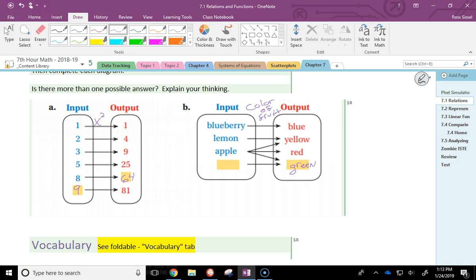Now, on this one, we showed that green is an output, and I see that apple went to green, but there's another one that only goes to green. What could I put in that would only go to green? It can't be any other colors. Well, we said grapes in the last class, but we could have purple grapes, we could have red grapes. So grapes would not work.